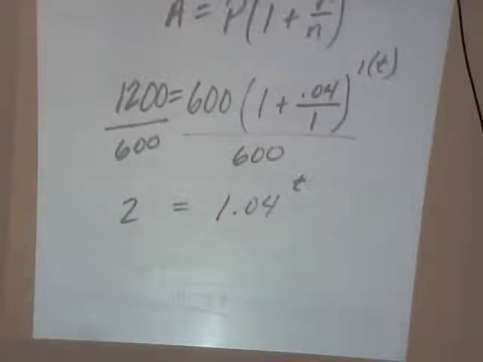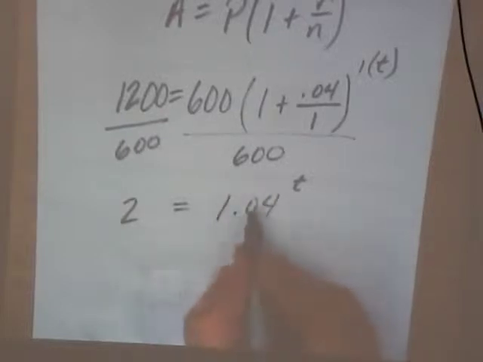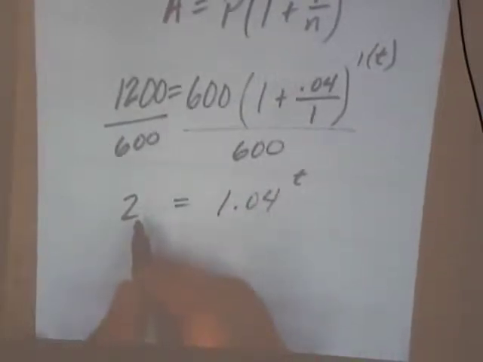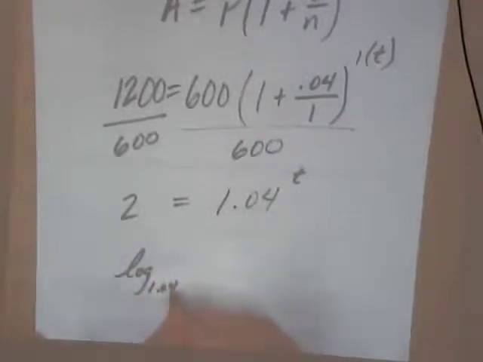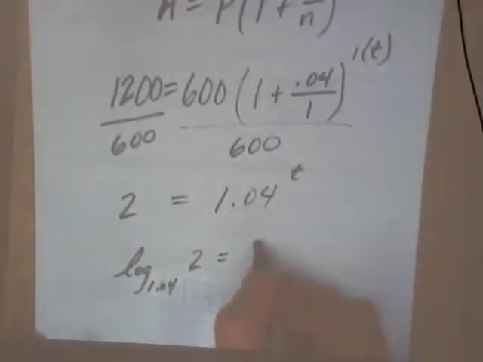Our variable is the exponent. That's what logs are for. So put it in logarithmic form. This is our base right now of the power. We're going to move it over and keep it a base, but we're going to bring in the log. So it'll be log base 1.04 of 2 is equal to t.